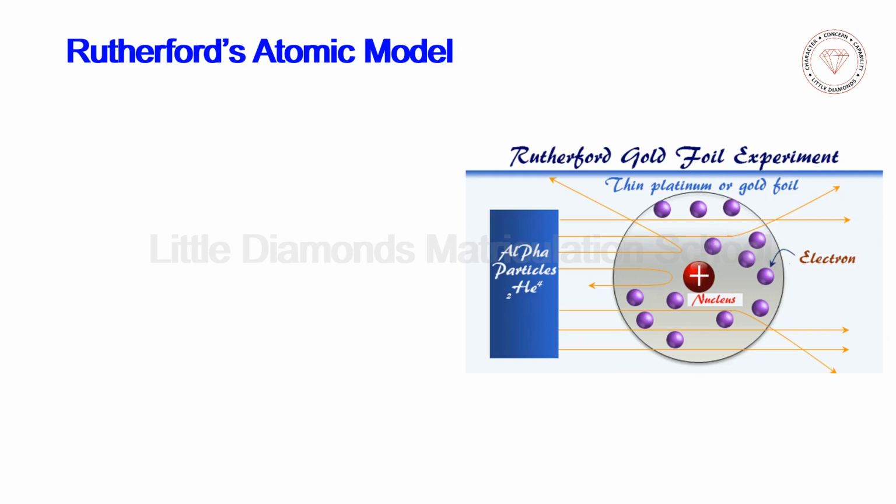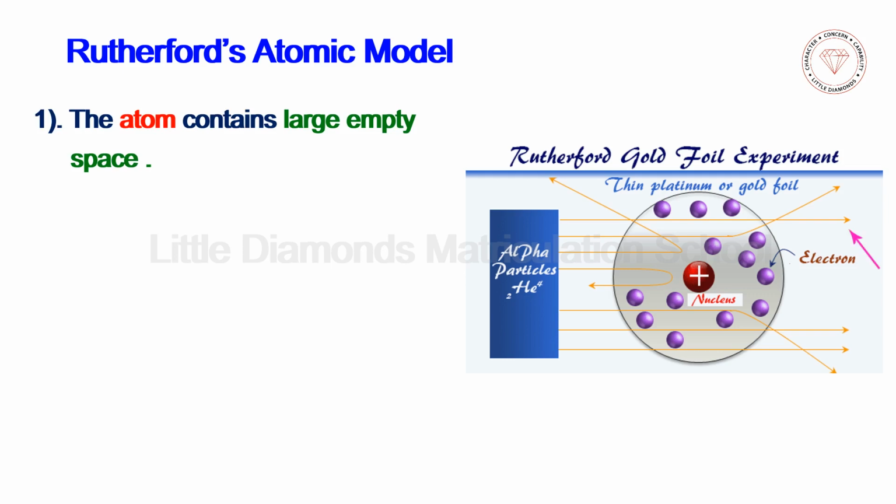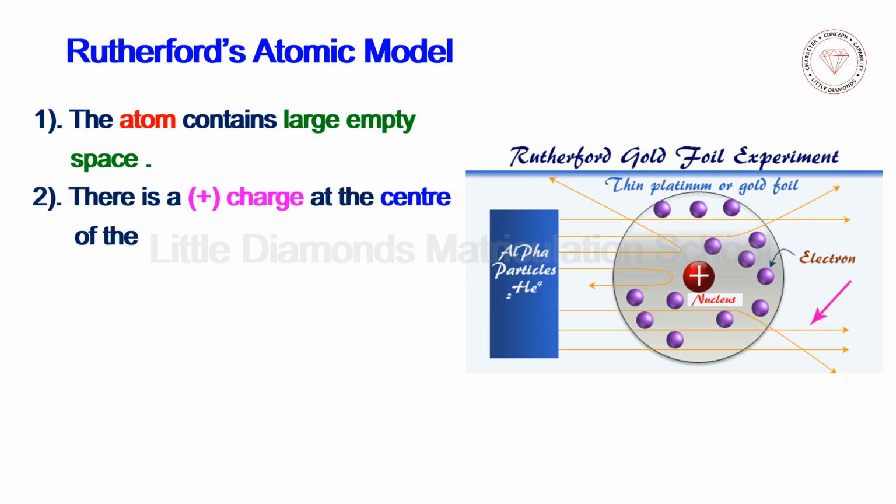He proposed that the atom contains large empty space since alpha particles pass through easily. There is a positive charge at the center of the mass called the nucleus. Some alpha particles get reflected or turned back because the positive alpha particles are repelled by the positive charge in the center of the atom.